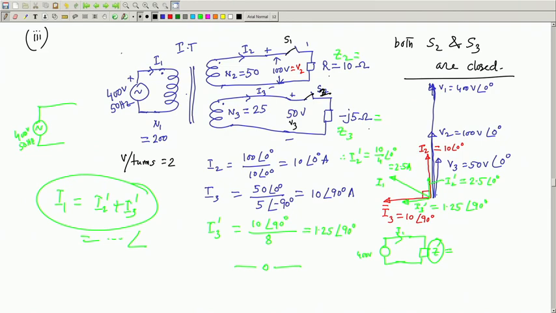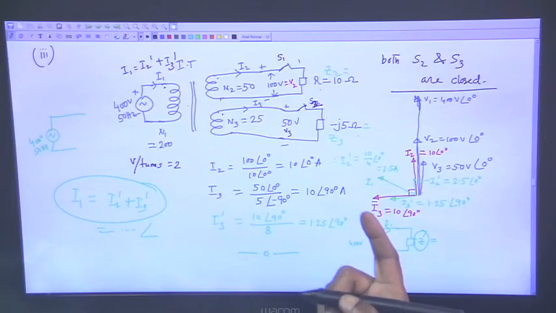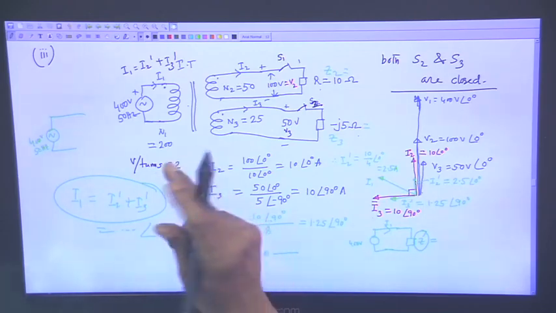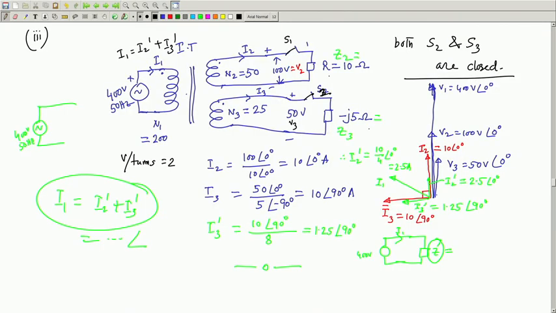So, I 1 will actually be comprised of I 2 dashed plus I 3 dashed, that is exactly what we did. While calculating the reflected current, be careful about the turns ratio. For this it is 200 by 50, with that number you have to divide. Similarly, for this it will be 200 by 25, you have to divide. Like that you have solved the problem.